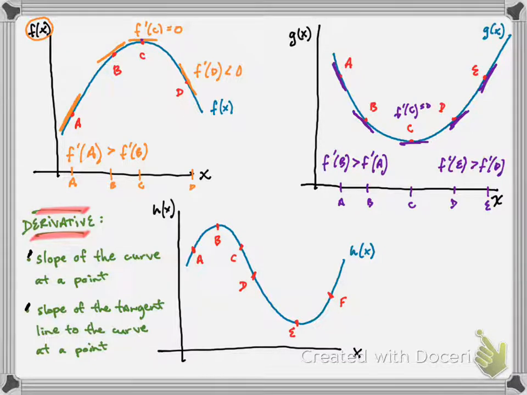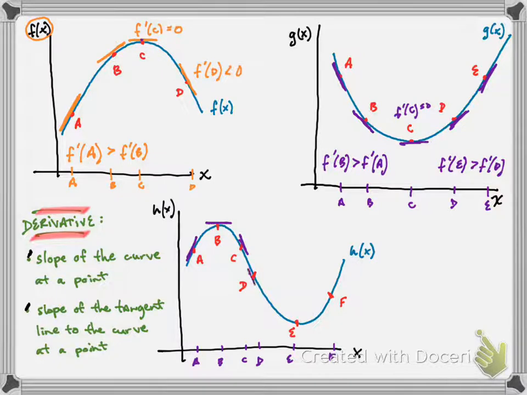Last but not least, we've got some ordered pairs here. I've got 6 ordered pairs, 6 points on the curve. And I think by now you could tell me the sign of f prime of A. F prime of A is positive. F prime of B is 0. F prime of C is negative.